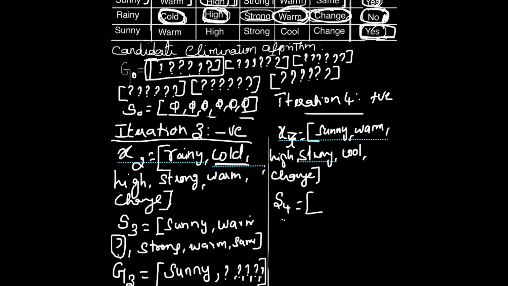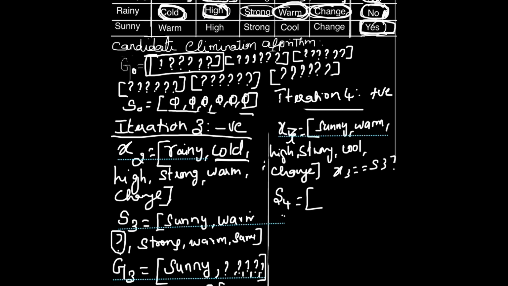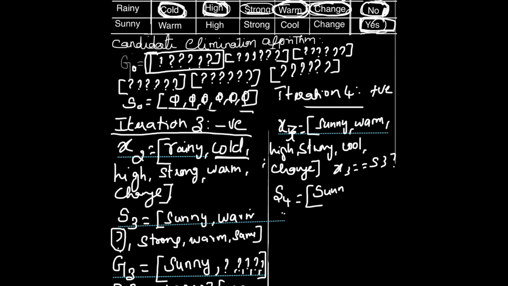First you have to check the previous iteration's specific hypothesis S3 with X3. So X3 equals S3, that should be checked. If the values are the same, you have to retain it. If the values are different, then you have to replace it with a question mark. The first value is sunny here in X3, and in S3 also we have sunny. These two values are the same, so you retain it, sunny.